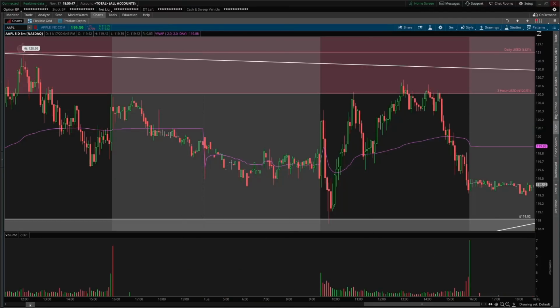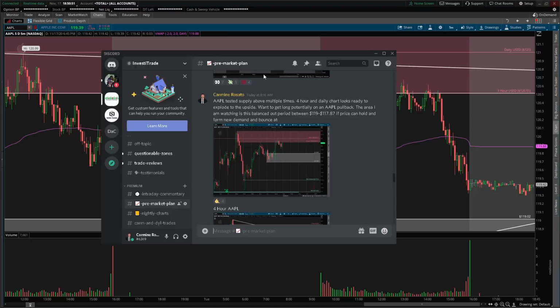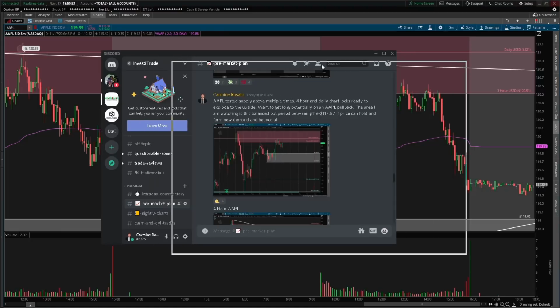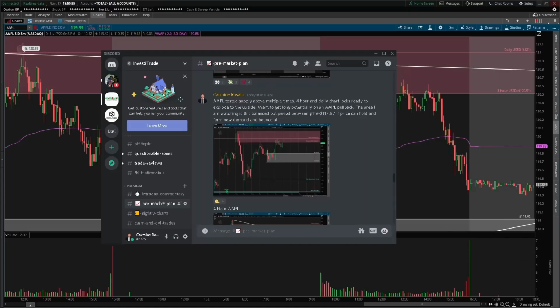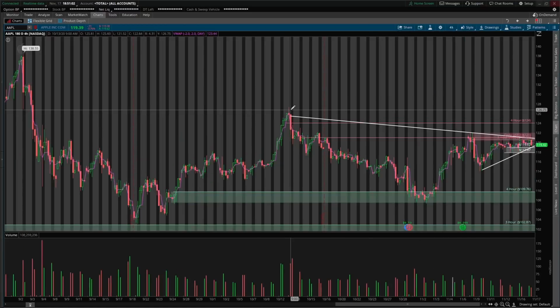Apple is another trade that I mentioned in the pre-market plan. Now this thing on the 4-hour and daily looks ready to explode. I said I wanted to get long potentially on a pullback. I'm watching the balancing period at 119 to the 117.87 mark. So let me pull up the 4-hour chart, and this is what it looks like.